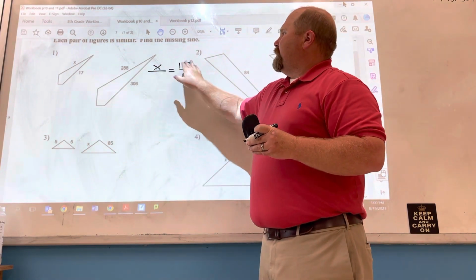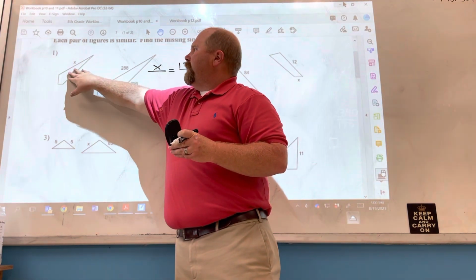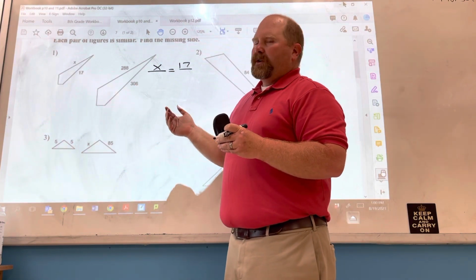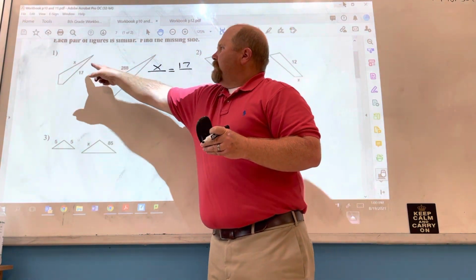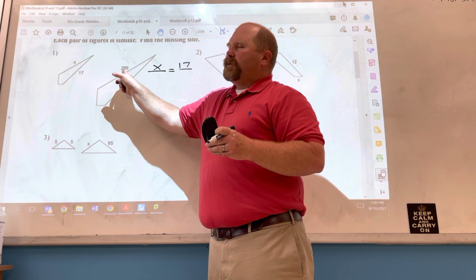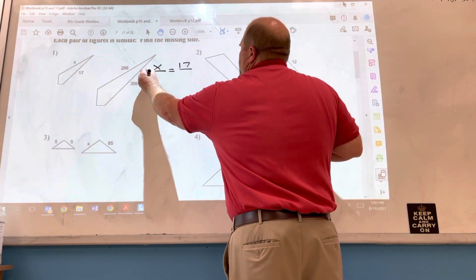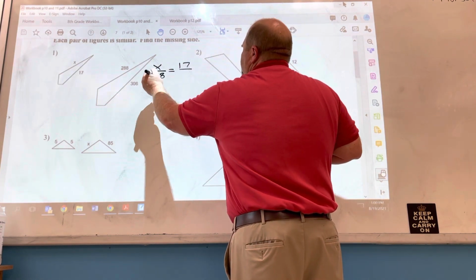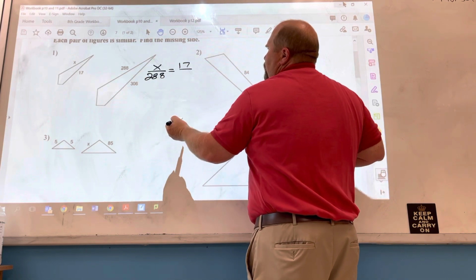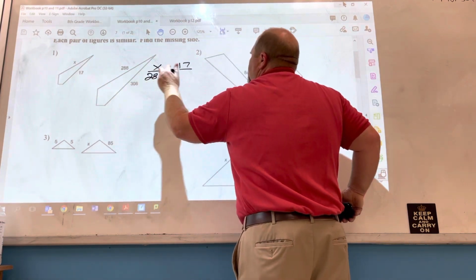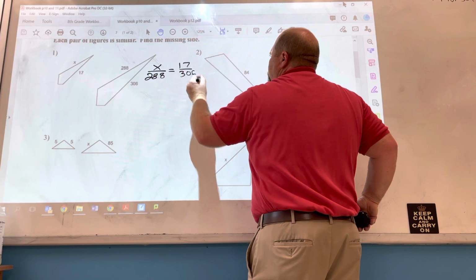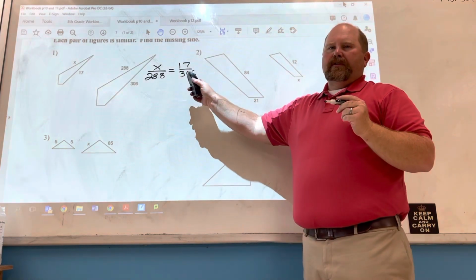So now that I have X and 17 across the top from figure 1, I've got to match them up with their corresponding piece. X matches or corresponds to 288. So that goes underneath. It basically makes a matching pair. That now is a ratio. And 17 corresponds to 306. So we now have our first proportion.